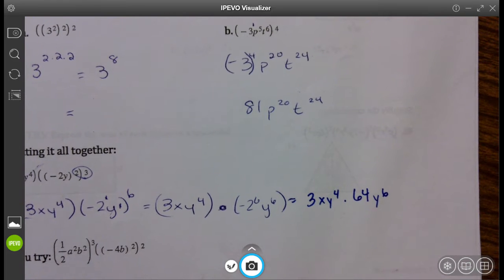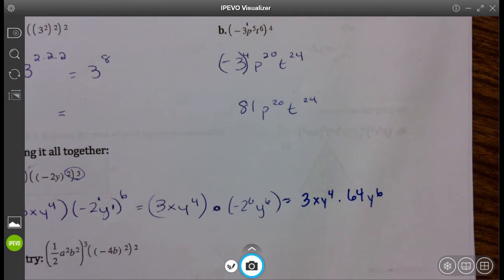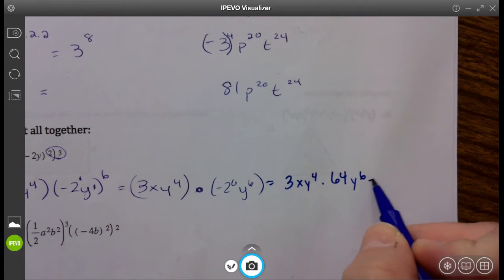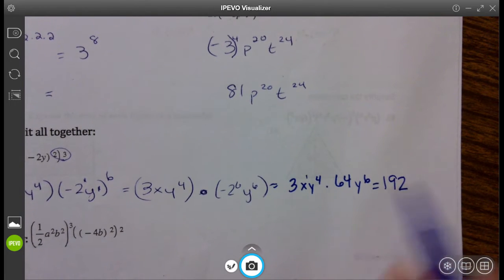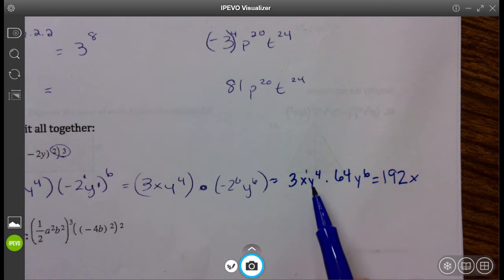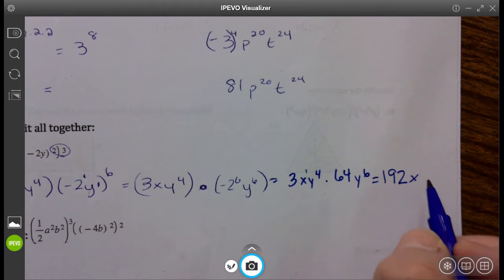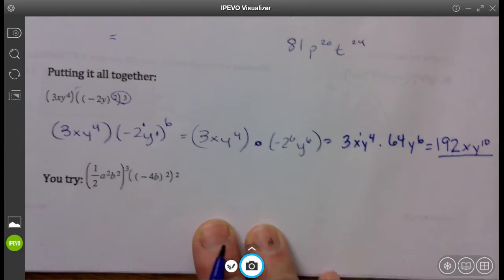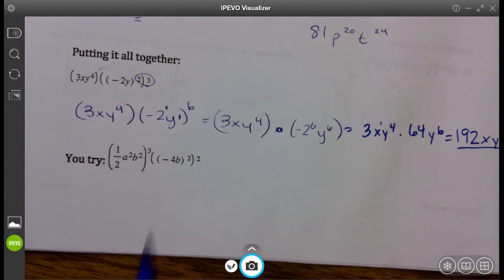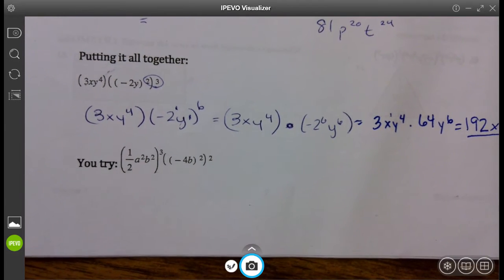Now we can multiply across. 3 times 64 is going to give you 192. X to the first, no other x's, so it's just x. Y to the 4th, y to the 6th is y to the 10th. And that is your final answer. Okay, so that's putting it all together, everything you've learned. I want you to try this, pause the video, come back and check your answer.